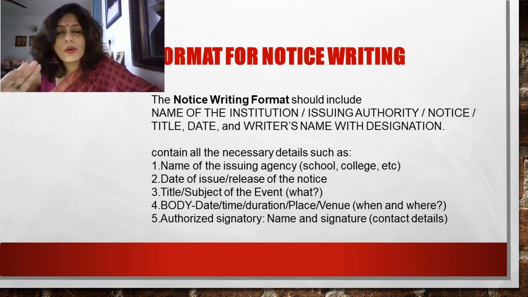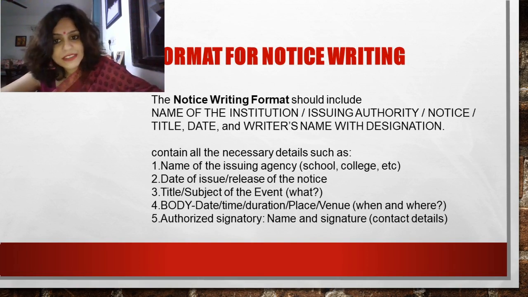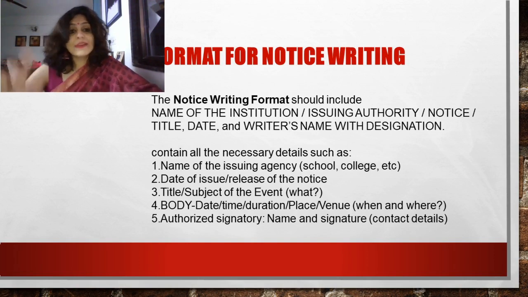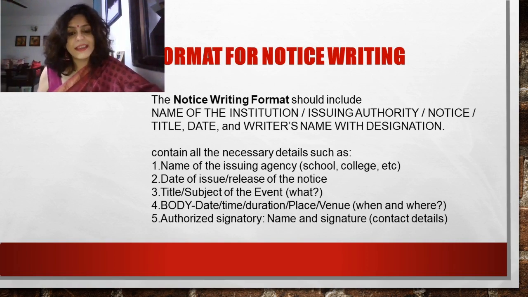So let's now quickly do a recap of the kind of format that needs to be used for notice writing. So notice writing format should include name of the institution, the issuing authority, notice title, then date, the word notice, and then the title that comes below the notice, right? So that the person who is reading knows that this is a notice and this is a notice about this particular thing. Then it can have the date and the writer's name with designation, right?